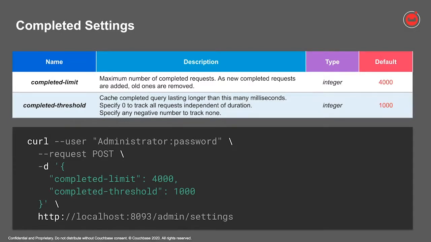The threshold, on the other hand, is 1,000 milliseconds by default, or 1 second. So any query that takes longer than 1 second to execute will be saved in system completed request by default. And you can change these settings as of Couchbase Server 6.5. In the UI under the Query Advanced settings, you're able to set both the completed limit and the completed threshold.